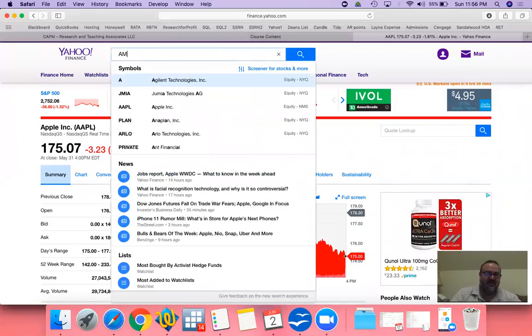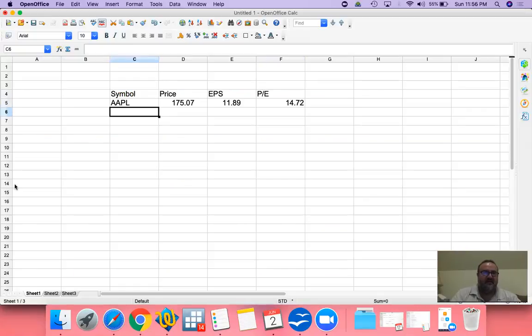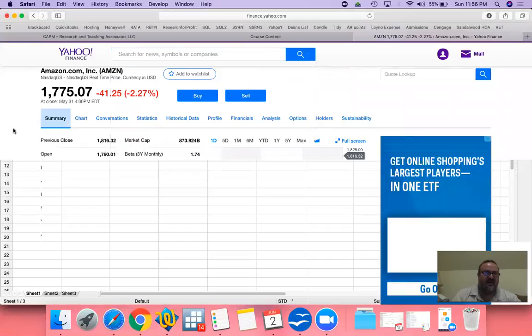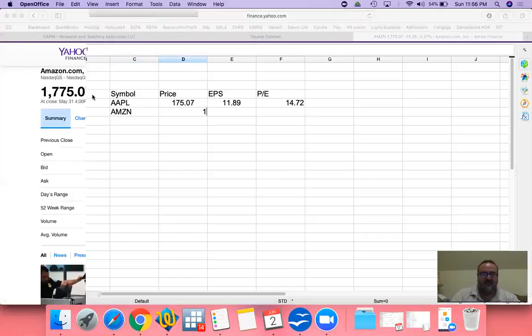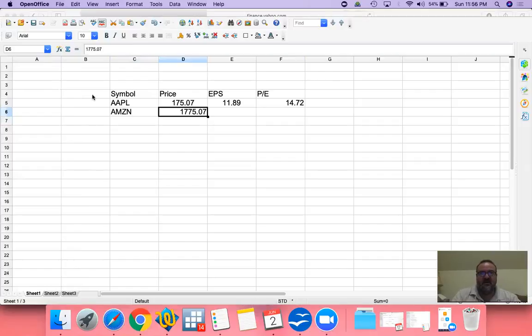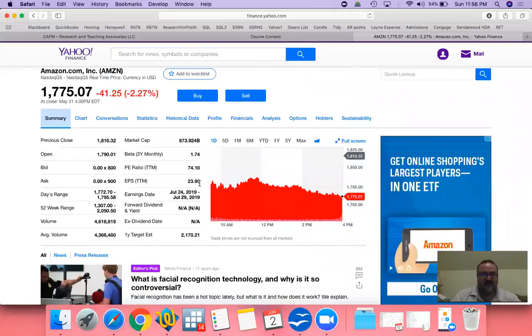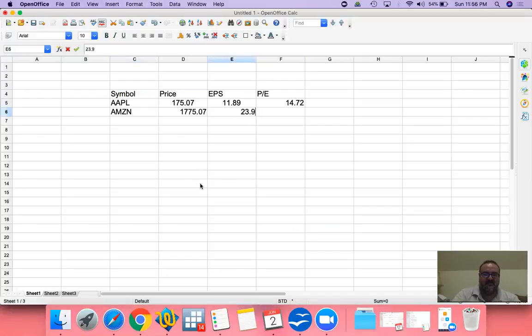So let's take a look at another company, say Amazon. The price is $1,775.07, and earnings per share is $23.95, which makes the PE, price to earnings, 74. We would refer to Amazon as a premium stock, or a premium price, perhaps overpriced. And Apple, compared to Amazon, is a discount.